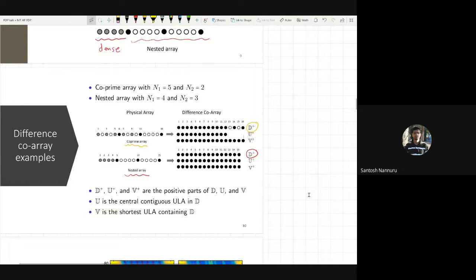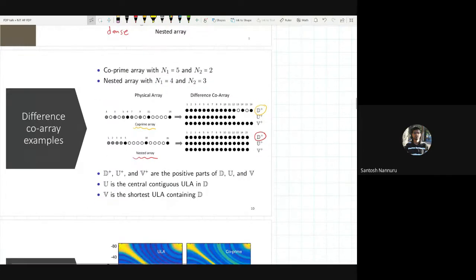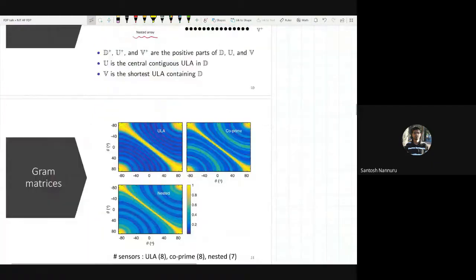Okay, so U plus and V plus are basically, this is more useful for mathematical analysis. U plus is up to what point you have continuous numbers without anything missing in D plus, and V plus is everything filled up from first to the last. Okay, so these are difference co-arrays for the above examples.